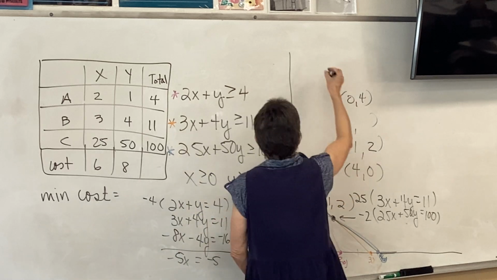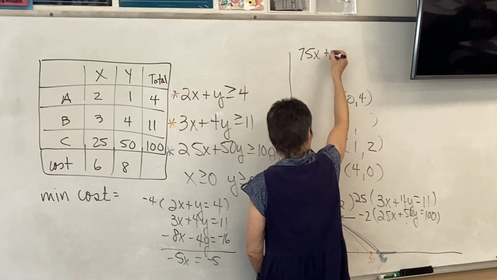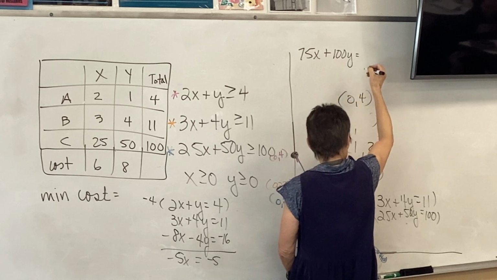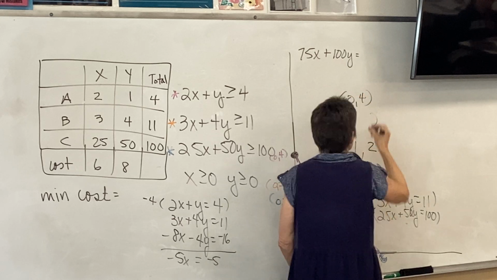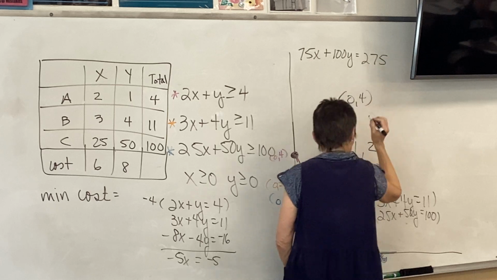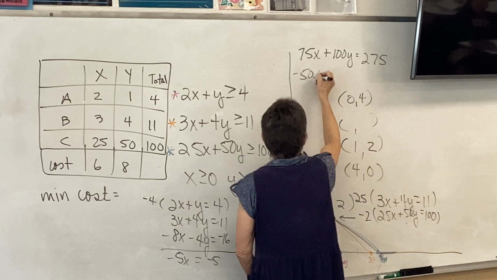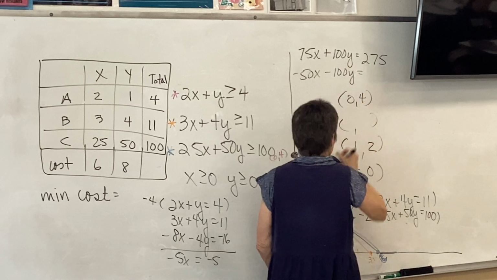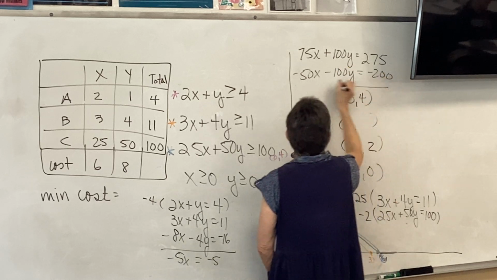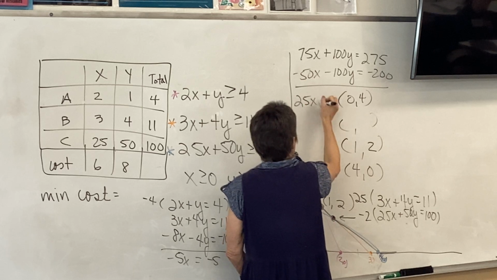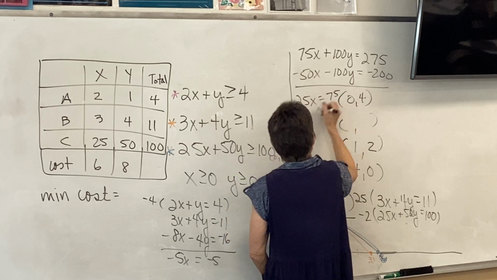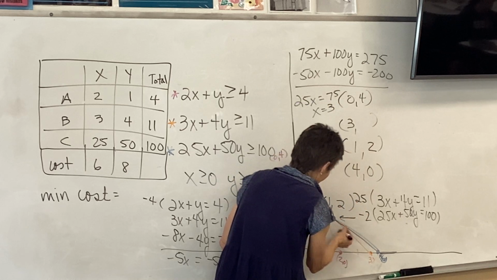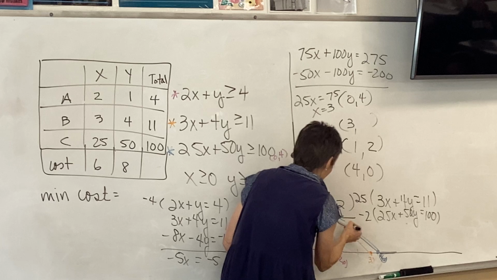Okay, so 75x plus 100y equals, what is that? 275, I think? Thank you. Well, he's quick on his feet. Then negative 50x minus 100y equals negative 200. So 25x equals 75, it looks like x equals 3. That's 3.